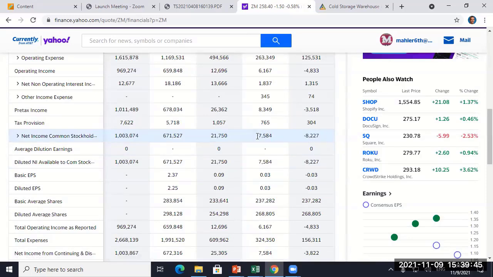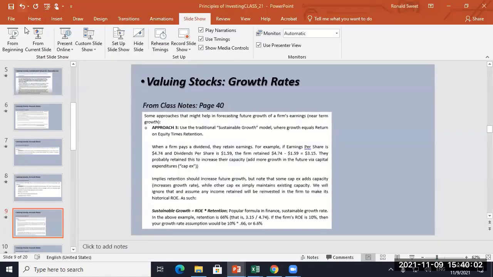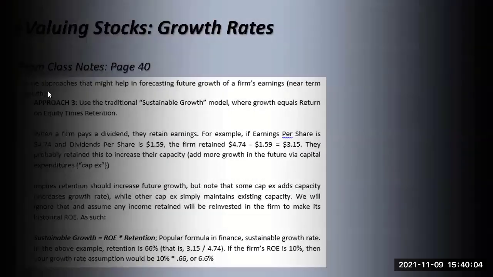So does this look like a 34% ROE? Can you tell when COVID hit? So that 34 would not be their normalized ROE. That was just one massive, incredible year. All right, so those are the three approaches I give you.